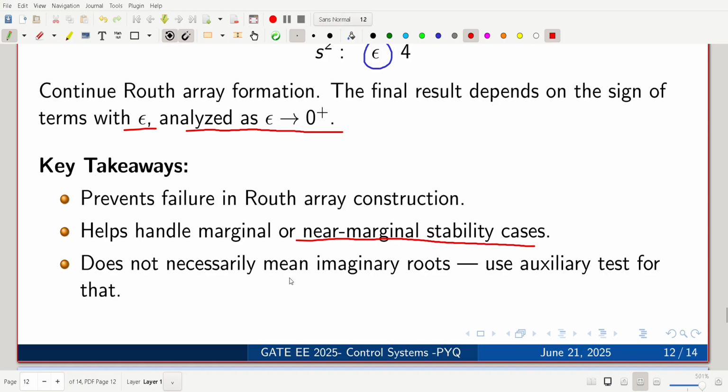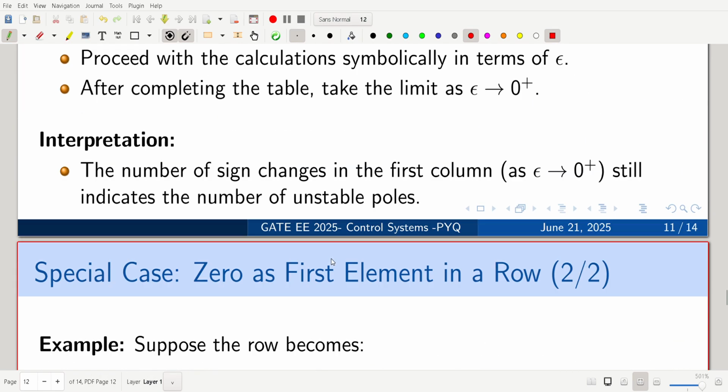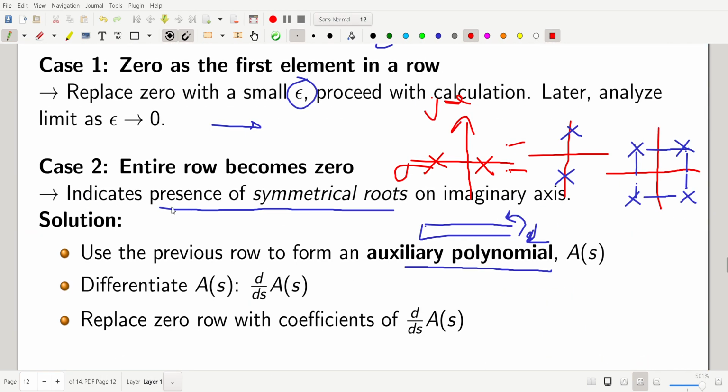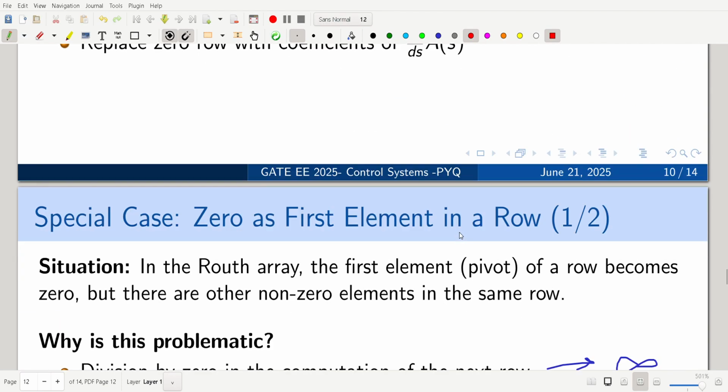A zero does not necessarily mean imaginary roots; use the auxiliary equation to test for that. That's why I'm telling you, as in our second case, we get a complete row of 0, but in order to understand whether all the poles are imaginary, we need to solve the auxiliary polynomial equation, and then check whether these are purely imaginary axis roots or not. Hope you understood.